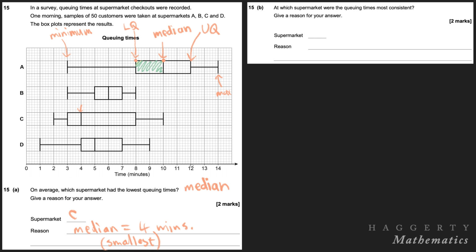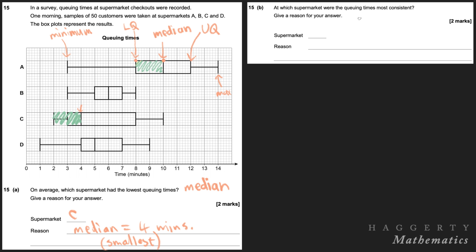I guess another way of looking at that is, again, in terms of proportions, right? If the median is 4 minutes, that means 50% of the population is below 4 minutes. So in this case, supermarket C, we have 50% of the customers waiting between 2 minutes and 4 minutes. And likewise, 50% waiting between 4 minutes and 10 minutes. So that's another way of looking at it. I think that's quite a good way of looking at it.